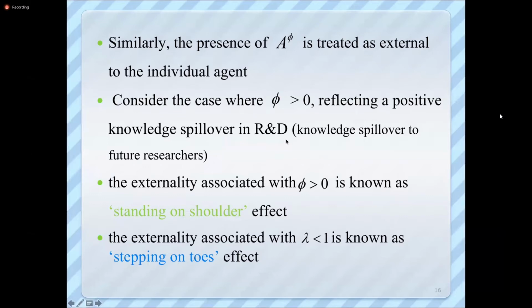What do we mean by positive knowledge spillover? Knowledge spillover to future researchers. If you want to do research, you can depend on past research. That's the meaning of positive knowledge spillover. Economists call this the standing on shoulders effect. Phi more than 0 means standing on shoulders, meaning you have someone's shoulder to depend on. The externality associated with lambda less than 1 is known as the stepping on toes effect. Why? Too crowded. Too many researchers doing the same research. Therefore, you call it the stepping on toes effect.